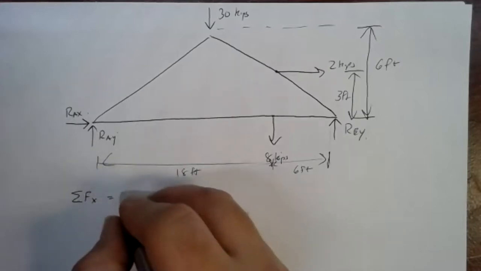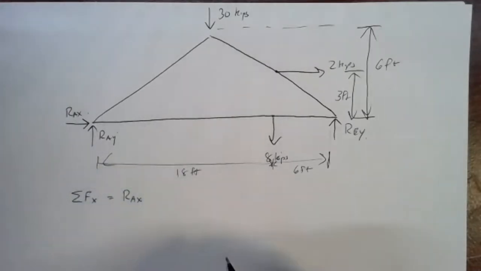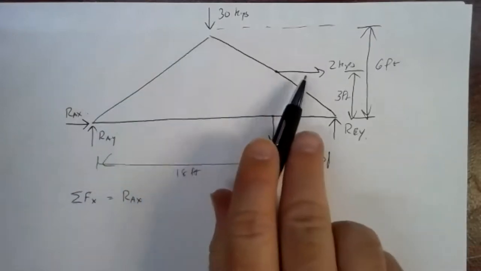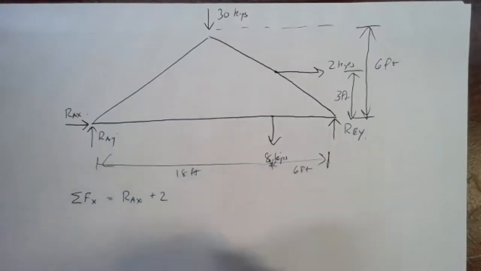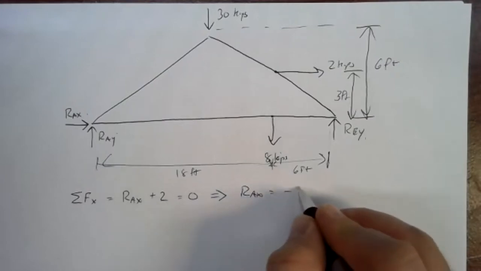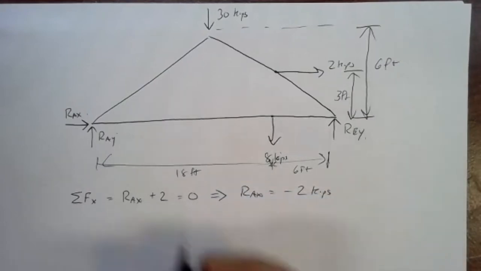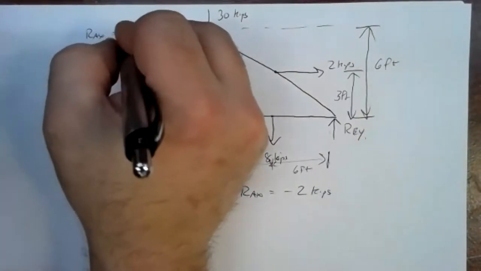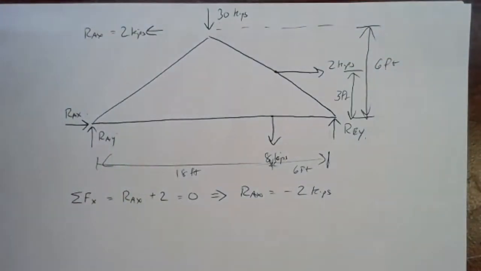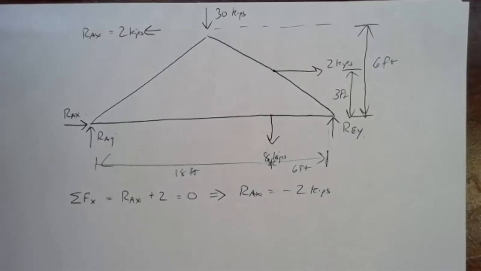We've got RAX to the right, so that's positive RAX. RAY is up, the 8 kips is down, REY is up, 30 kips is down, the 2 kips is to the right. So we have +2. So that tells us right away RAX is a negative 2 kips. So RAX is 2 kips to the left. We assumed it was to the right, came out negative, so it must be to the left. So we've already nailed down one of our unknown forces.